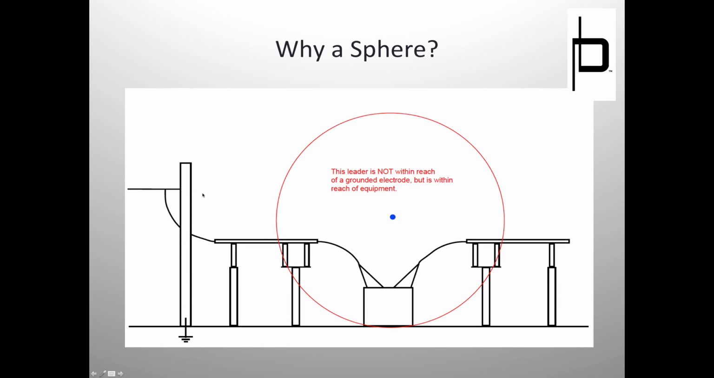It can strike something, and we can't divert it. We can't tell it to strike our grounded electrode instead. So lightning will most probably strike the equipment, and these are the kind of strikes we want to avoid. Any questions about this?